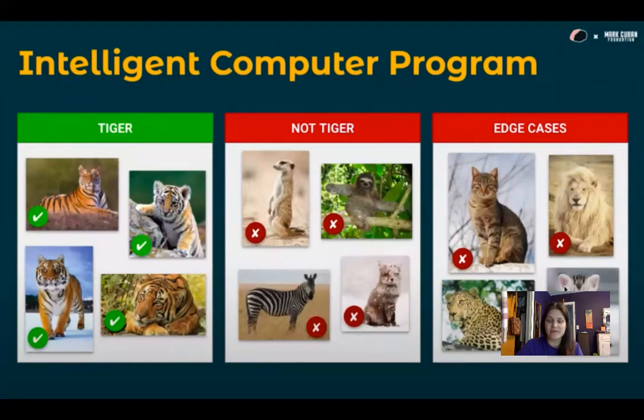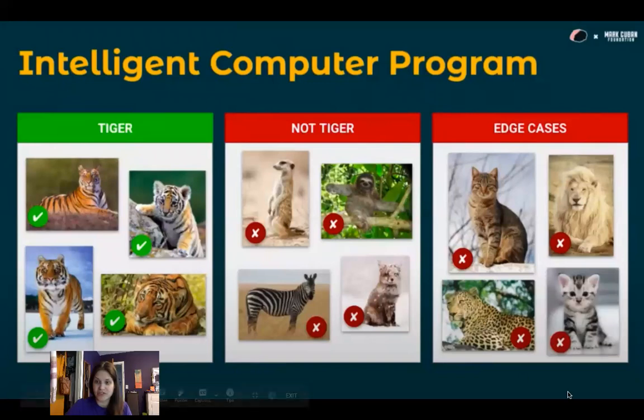And then something else that's really important is the edge cases. So these are things that are almost a tiger, but not quite. And so that helps really to hone in on the ability of the program to make those decisions, having those edge cases where they're really, really close, but not quite.